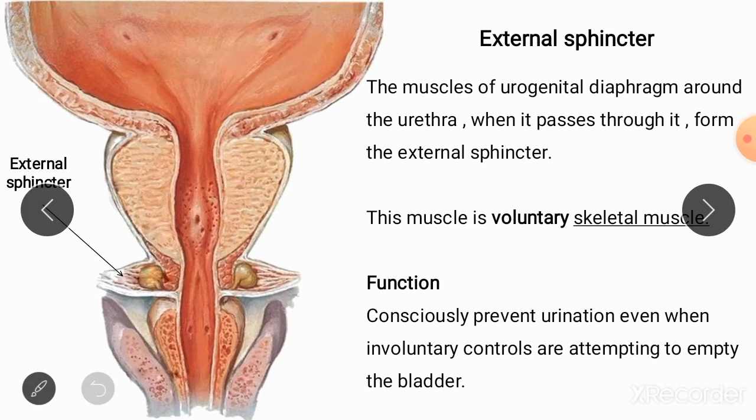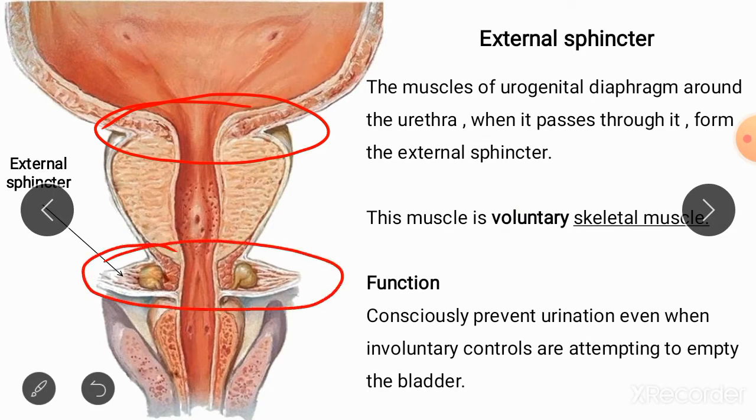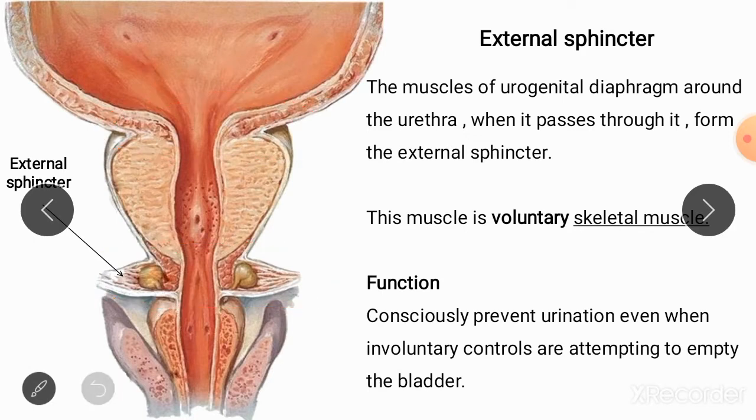So here you have your internal sphincter, which is formed by the smooth muscles of the bladder and elastic tissue, and it is involuntary. And here you have the external sphincter, which is formed by the skeletal muscle of the urogenital diaphragm, and like all other skeletal muscles, it is under your voluntary control. So what is the function of the external sphincter? It consciously prevents urination even when involuntary control is attempting to empty your bladder.